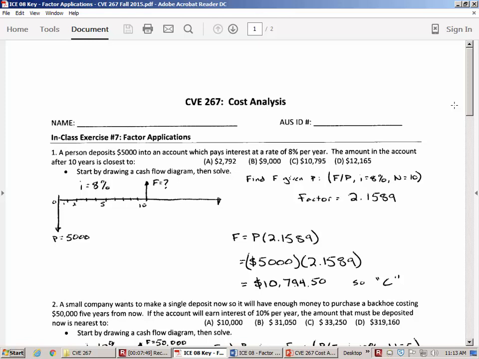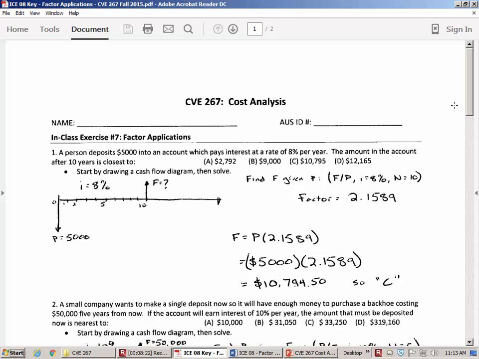And the future amount is an up arrow because that could be a withdrawal. That's the amount in the account. So we want to know how much is there ready to be withdrawn in year 10. The future amount is unknown at this point because I haven't done the calculations yet. And somewhere around the cash flow diagram, it doesn't matter if it's above the line or below the line, I'm writing I equals 8%, just to give the idea that this future amount is due to interest accumulating at a rate of 8% per year.